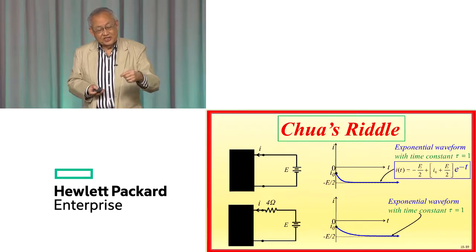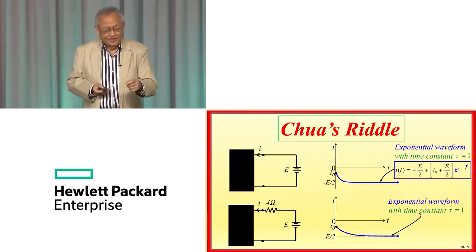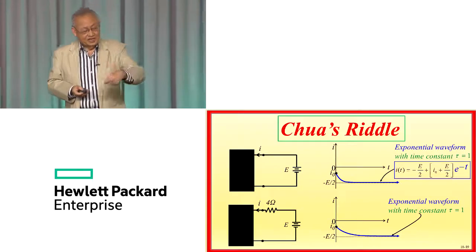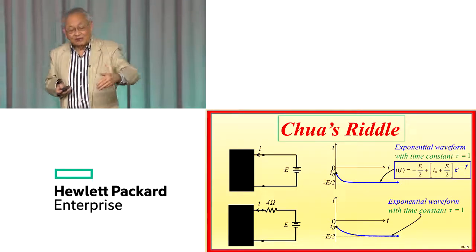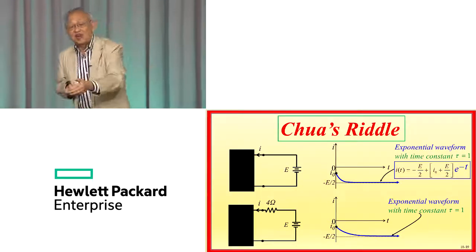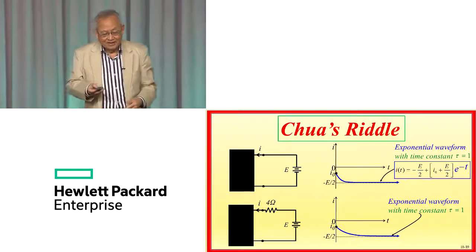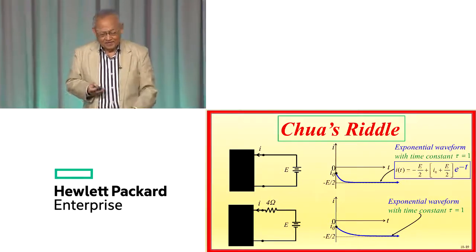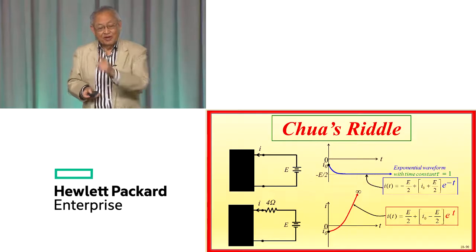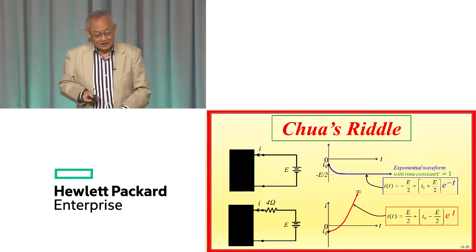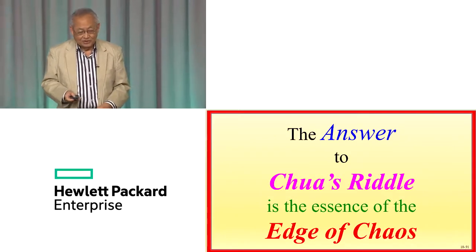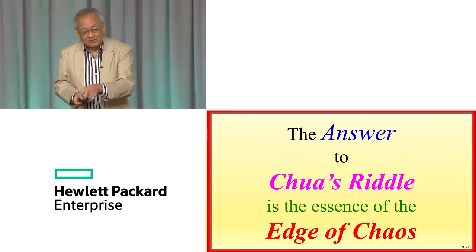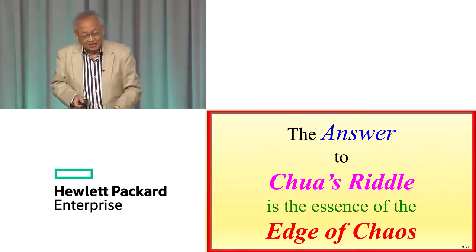And now I've added a 4 ohm resistor in there, which makes it more stable. So you would expect that you would just have another exponential, just a little bit slower, more sluggish. And yet, if you pick the right black box, you actually get something blowing up. And that was the riddle. And in fact, I actually gave you a hint. As I said, the answer to Chua's riddle is what's inside the black box.